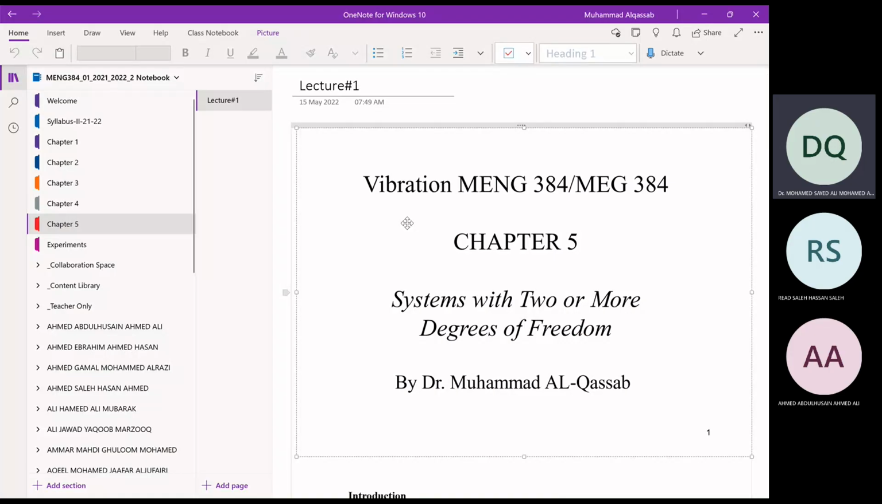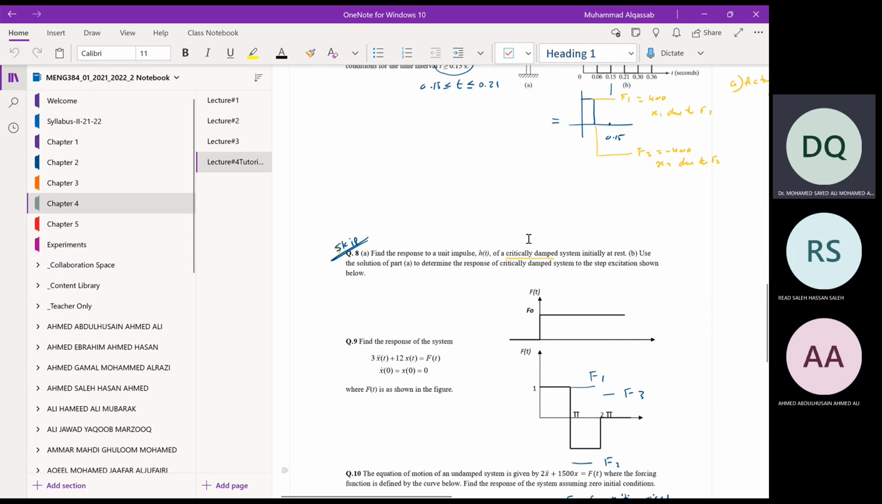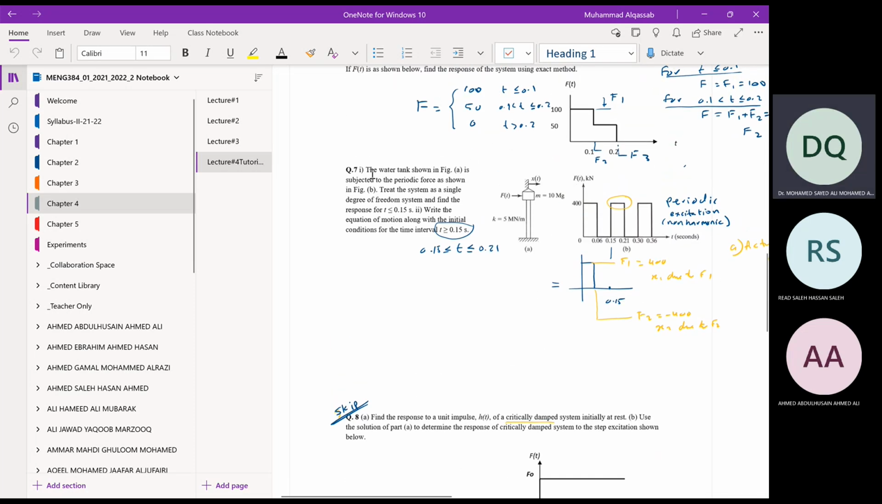We finished chapter 4. We also did tutorial number 9, and we solved all the questions. Some of them are skipped, and I labeled that.